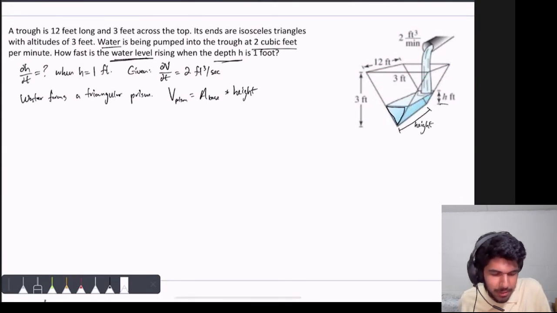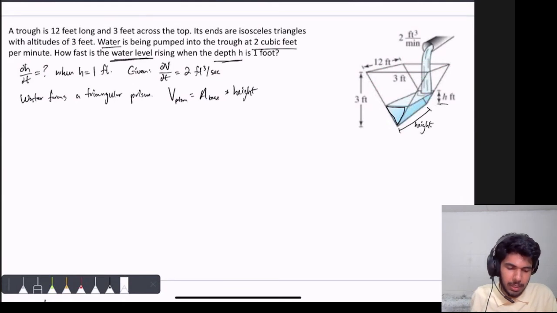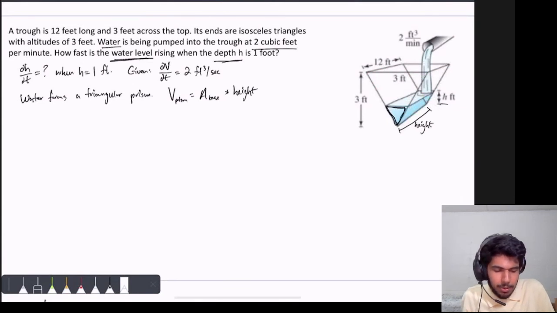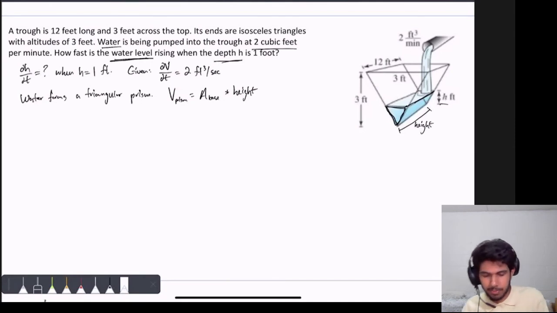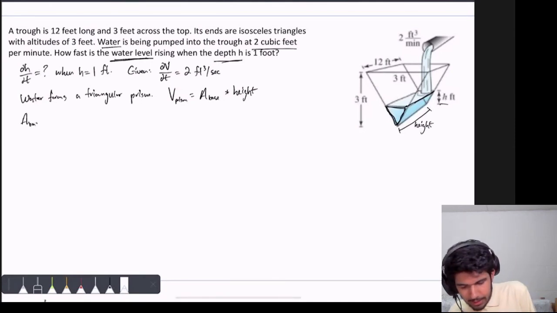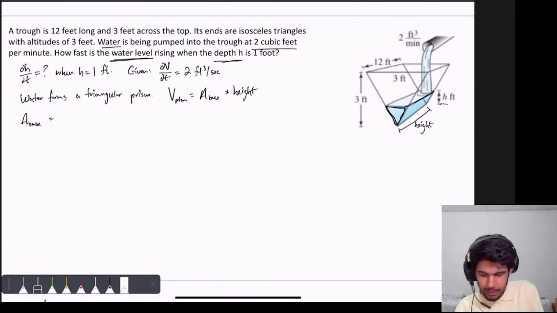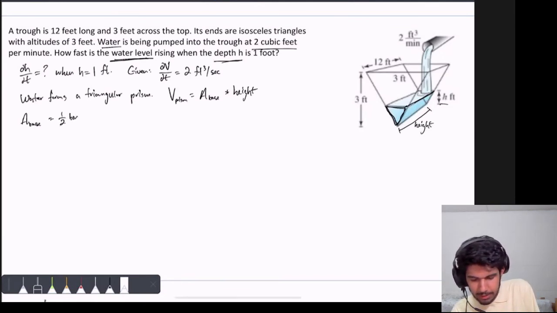I don't want to use this variable h because it's already being used for something. But it should make sense, right? We take this area, and then we just see how long it extends upwards. Okay, so the area of the base is a triangle, and the formula for that is 1/2 base times height.